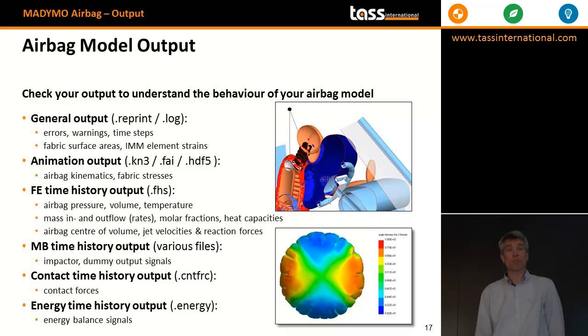Also multi-body time step. Suppose you're going to validate your airbag by impactor test, well, you can define the output velocity or acceleration of the impactor. Obviously also the dummy signals. Also contact time history can be specified.